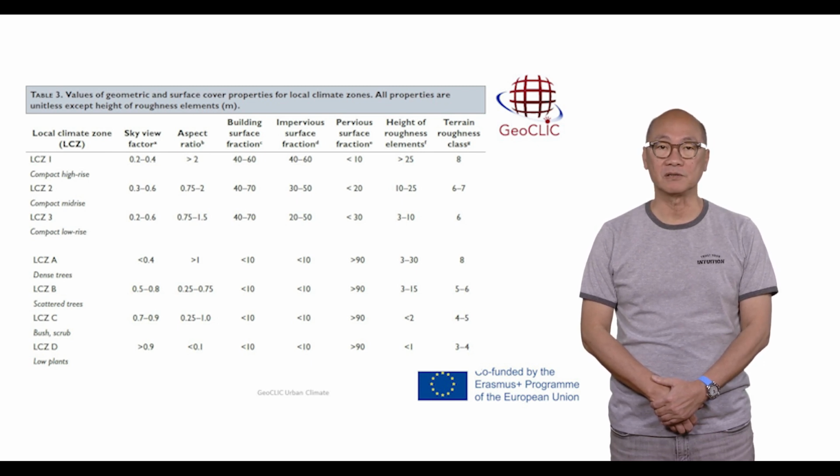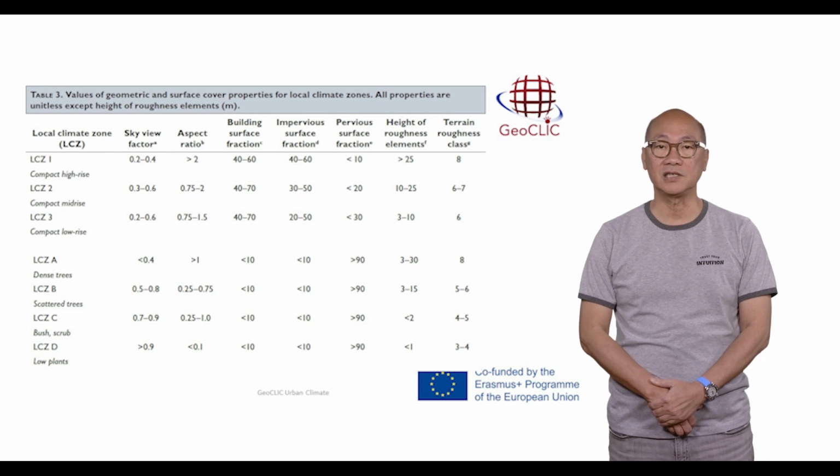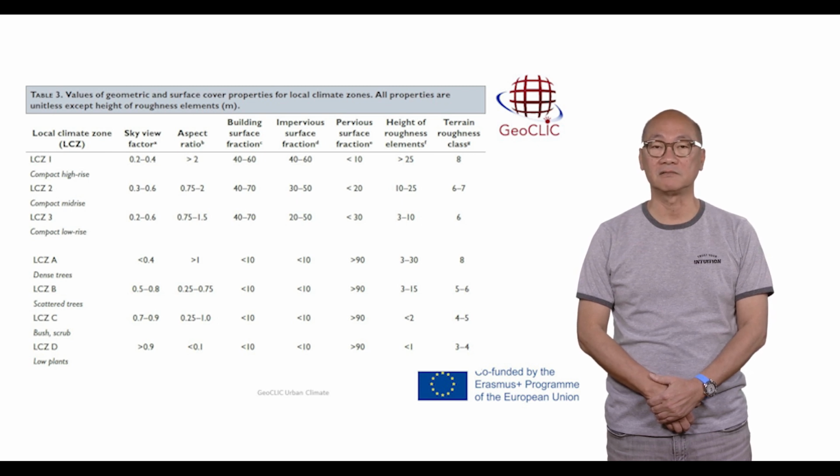Building surface fraction is the ratio of building plan area to total plan area in percentage. Impervious surface fraction is the ratio of impervious plan area, such as paved surfaces and rock, to total plan area in percentage. Pervious surface fraction is the ratio of pervious plan area, such as bare soil, vegetation, and water, to that of total plan area in percentage.